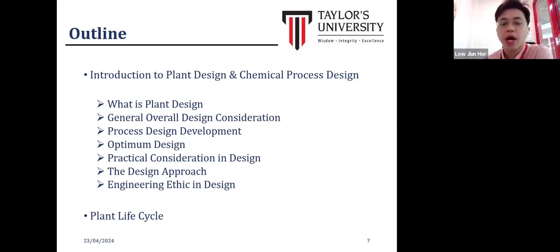And lastly, I will try to share with you and explain a bit what the plant life cycle is. Basically, this is the theory that I'm going to cover in our lecture today.